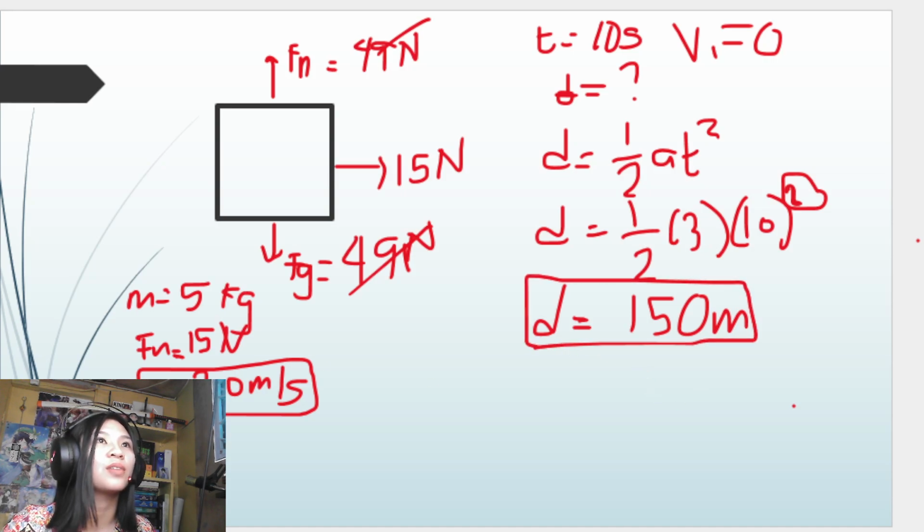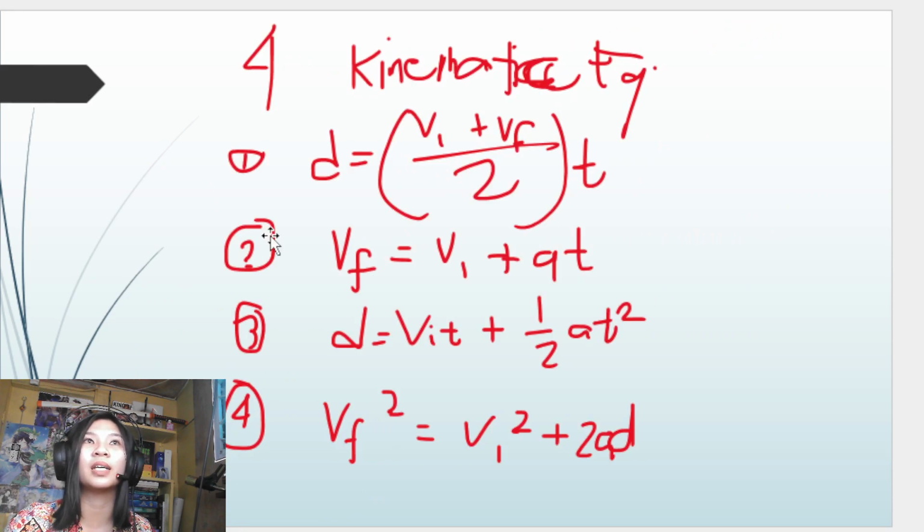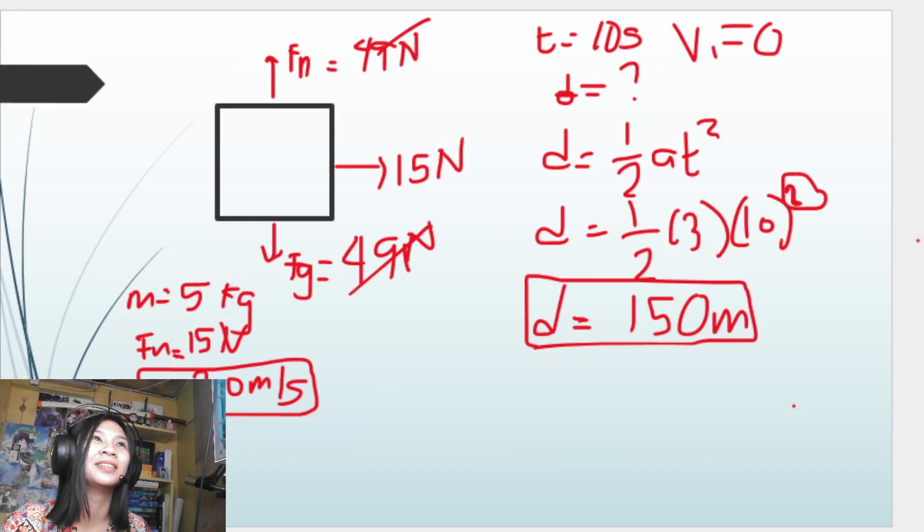Next is the final velocity. So looking back at the four kinematic equations, we have three choices. We can use 1 because it asks for final velocity. We can use 2 because we have the initial velocity, acceleration, and time. Number 4 is also possible. But we'll go with the easiest one, which is number 2, because it is easy to solve.